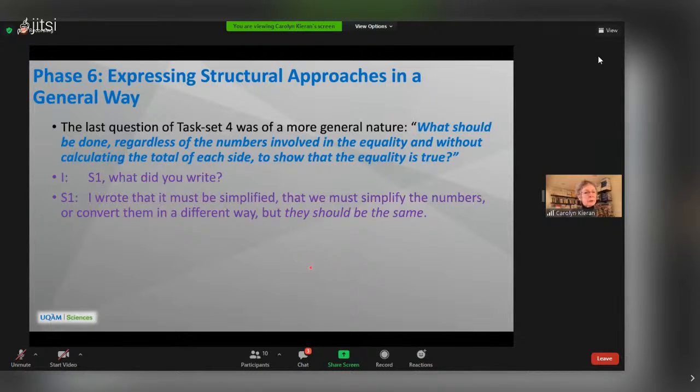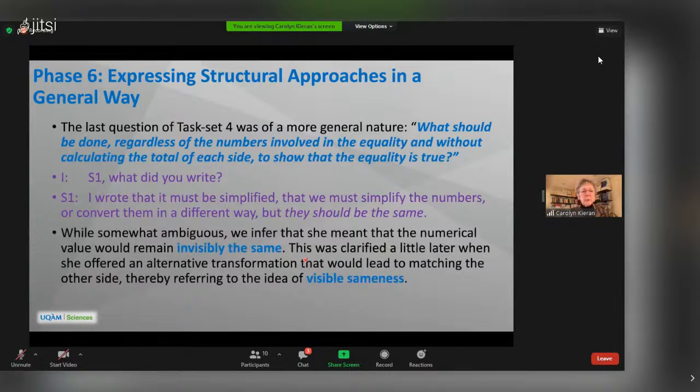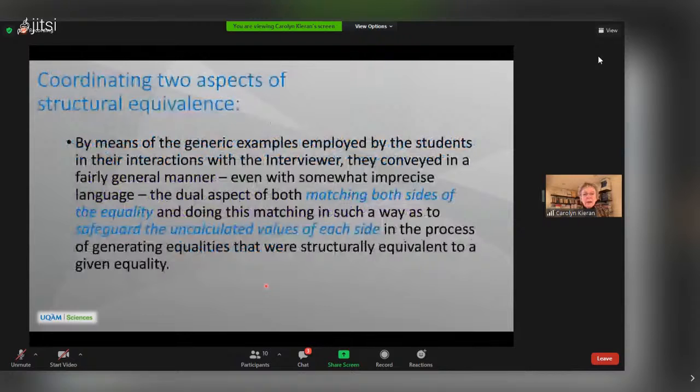Interviewer asked student 1, what did you write? She wrote, "I wrote that it must be simplified, that we must simplify the numbers or convert them in a different way, but they should be the same." While somewhat ambiguous, we inferred that she meant that the numerical value would remain invisibly the same. This was clarified a little later when she offered an alternative transformation that would lead to matching the other side, thereby referring to the idea of visible sameness between the left side and the right side.